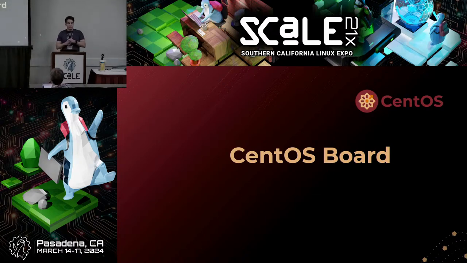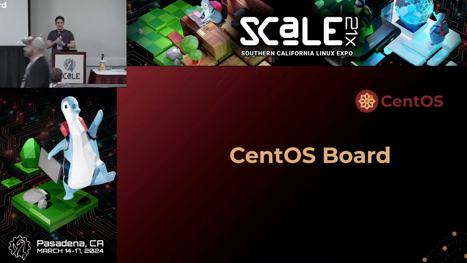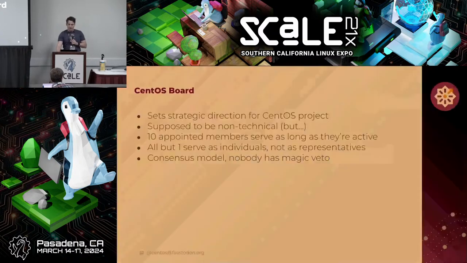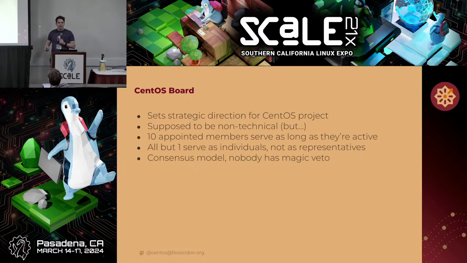All right, so that's CentOS Stream, which is, as I said, kind of the core operating system that everything else is built around. But I want to talk more about the rest of the project, because CentOS Stream is a good operating system with a lot of good uses, but I think some of the more exciting stuff happens with what we do elsewhere within the project. First of all, we have a board, and the board is to set strategic direction for the CentOS project. It is not supposed to be a technical governing board, except it keeps getting bogged down in some technical things because we don't have other ways to deal with them, which I'll address in a second.